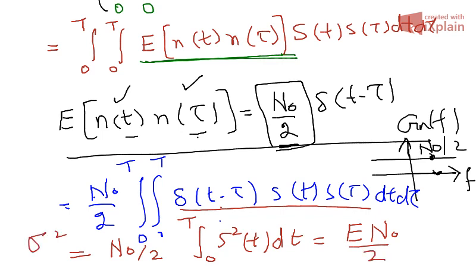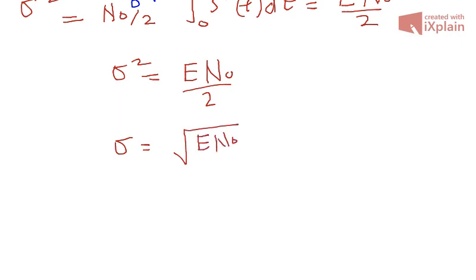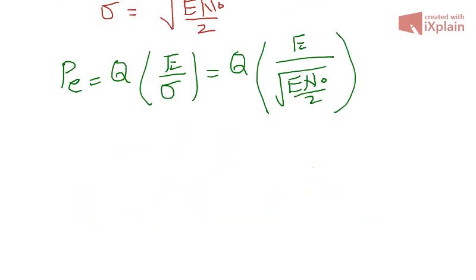So this is the variance. The variance of the signal is nothing but the energy times N naught over 2. If we substitute this here, sigma square is E N naught over 2. So your sigma is actually equal to the square root of E N naught over 2. Now if you rewrite your expression of probability of error, which is Q of E over sigma, it is Q of E over the square root of E N naught over 2, right? And this can be simplified.